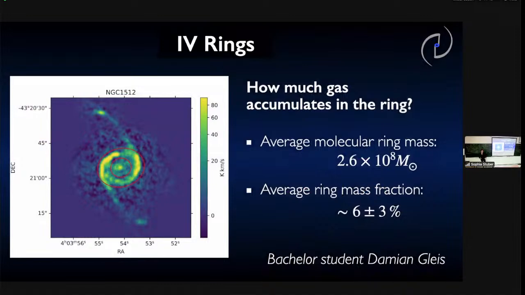And to look into this even further, a bachelor student of mine, Damian Gleis, currently tries to quantify the amount of gas that is in these rings. So by isolating these ring structures and trying to measure the amount of molecular gas that is in there. And so far, but it's still preliminary, we find that there's about 6% fraction of molecular gas in the ring compared to the full galaxy, which is pretty comparable to what we find in the Milky Way. So maybe this is just the same in all other galaxies here. But again, this is preliminary, so he's probably right now sitting at his computer trying to figure out the numbers.